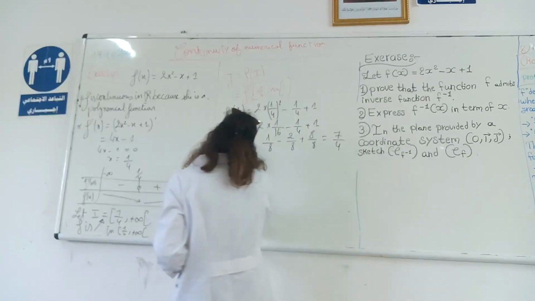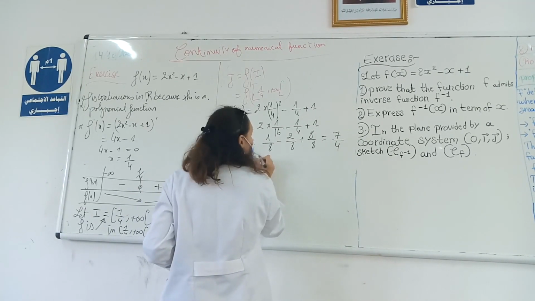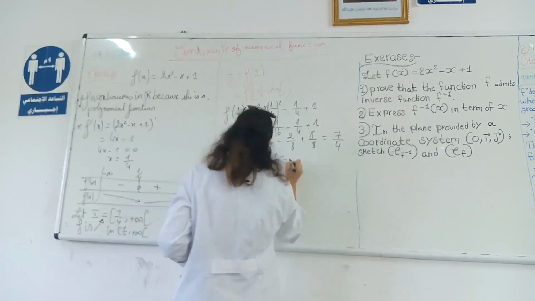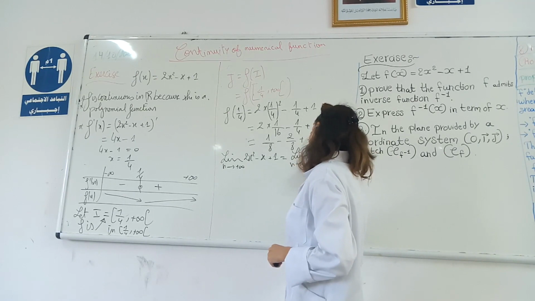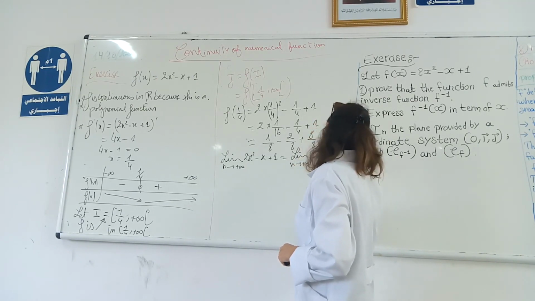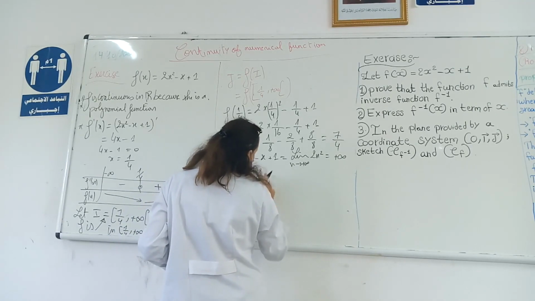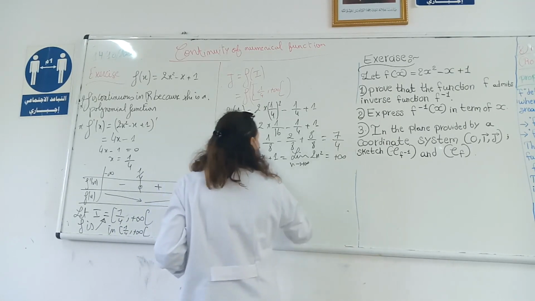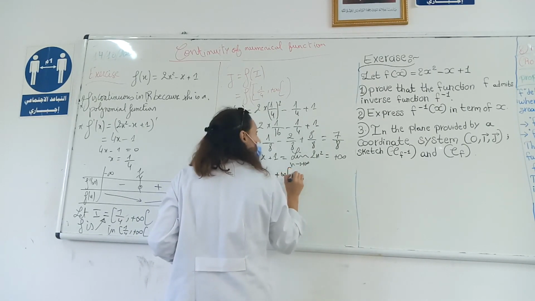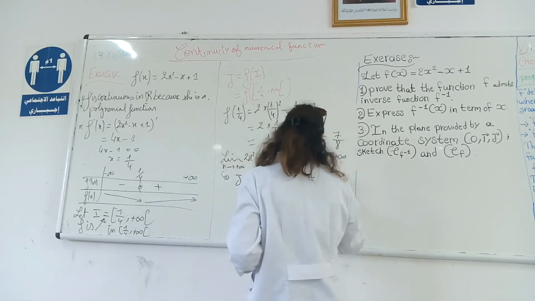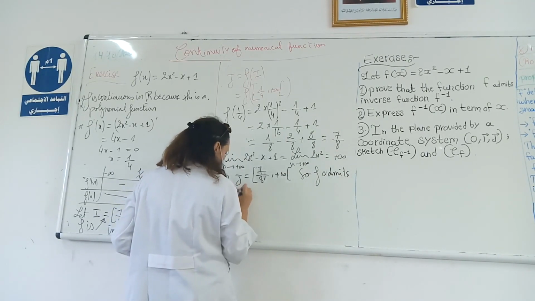What is the limit as x goes to plus infinity of x power 2 minus x plus 1? It is the limit of x power 2, which is plus infinity. So G equal 1 over 4, 7 over 8 to plus infinity. So f admits an inverse function.